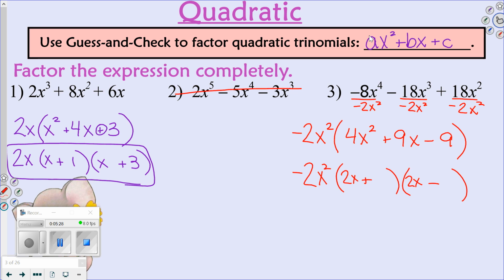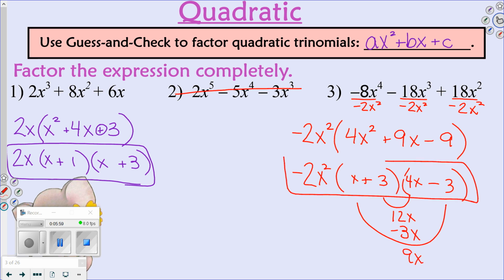If I go 3 and 3, what's going to happen to my middle term when I check that? It's going to disappear. So you want to go 1 and 4 instead? Starting to see those numbers. And some of you may need to play with it longer. Some people are better at just recognizing it. So 1x and 4x. So do you want to go 1 and 9 or 3 and 3? 3 and 3? So that's 12x minus 3x, which gives me 9x. So it works? There you go. So negative 2x squared, and then an x plus 3, and a 4x minus 3.